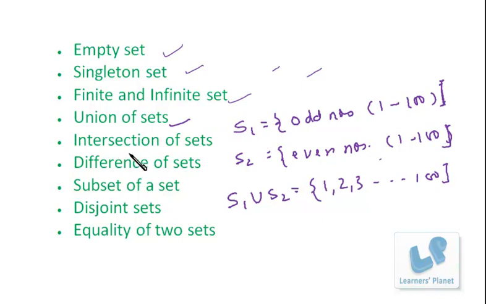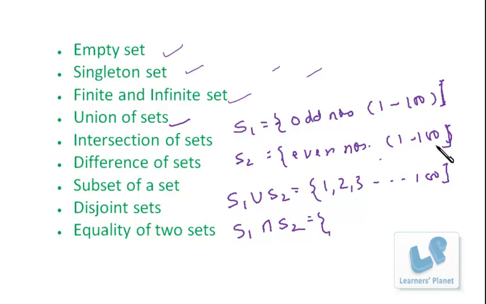Similarly, the next term is intersection of sets. Intersection of sets is the common thing between the two sets. Whatever elements are common between two sets form the intersection. We represent that by the reverse U, the water image of this U, right? So S1 intersection S2. Now if we talk about these two, the set S1 is odd numbers from 1 to 100 and set S2 is even numbers from 1 to 100.